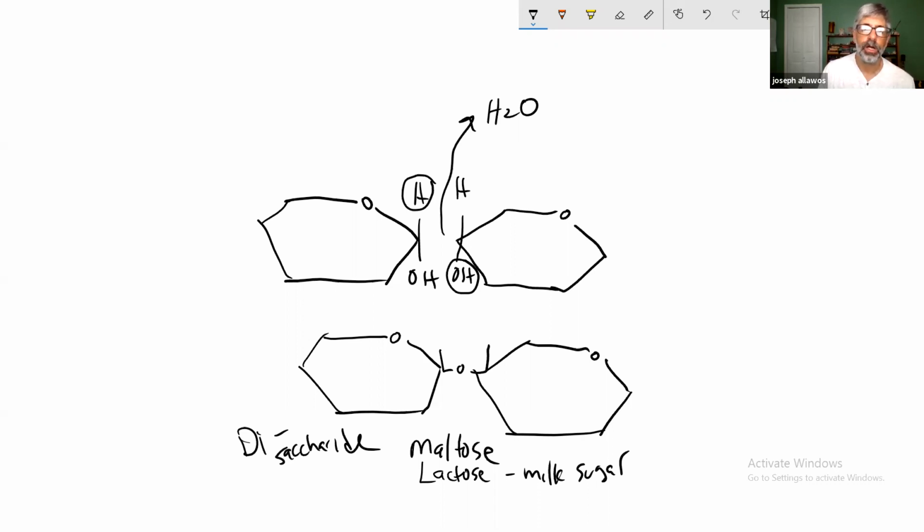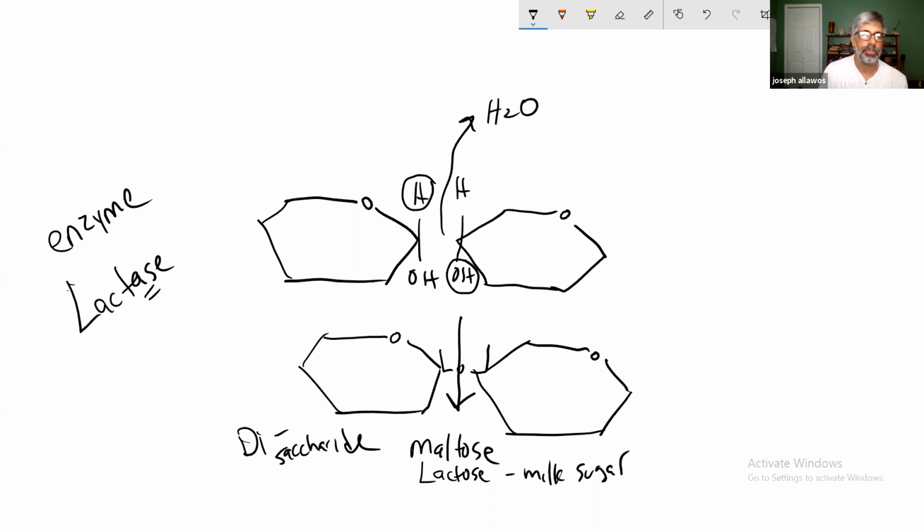People that are lactose intolerant, they lack an enzyme called lactase. Not lactose, but lactase. Anytime you have a word that ends in ASE, you can bet it's an enzyme. And what this enzyme lactase does is it cuts lactose into two pieces so it can be absorbed.